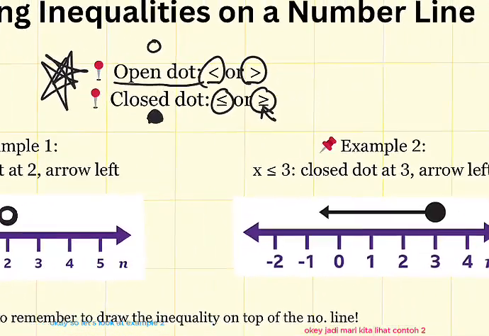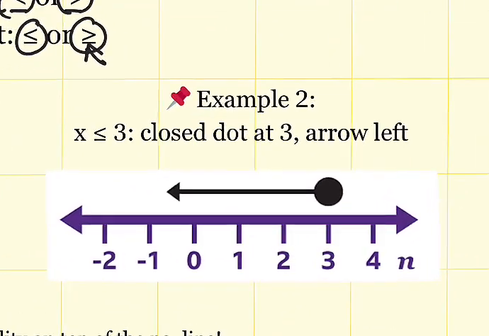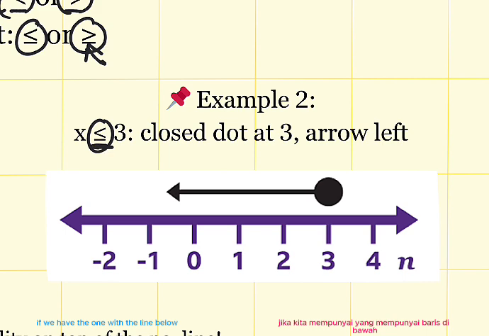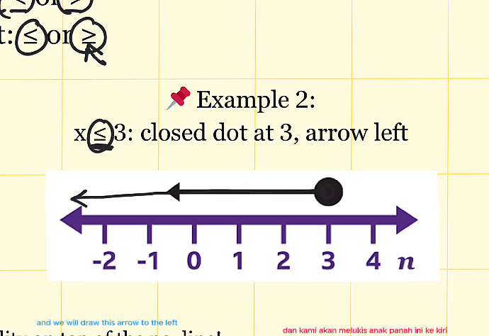Okay, so let's look at example 2. If we have the one with the line below and x is smaller or equal to 3, we will draw a closed dot at 3 and we will draw this arrow to the left.